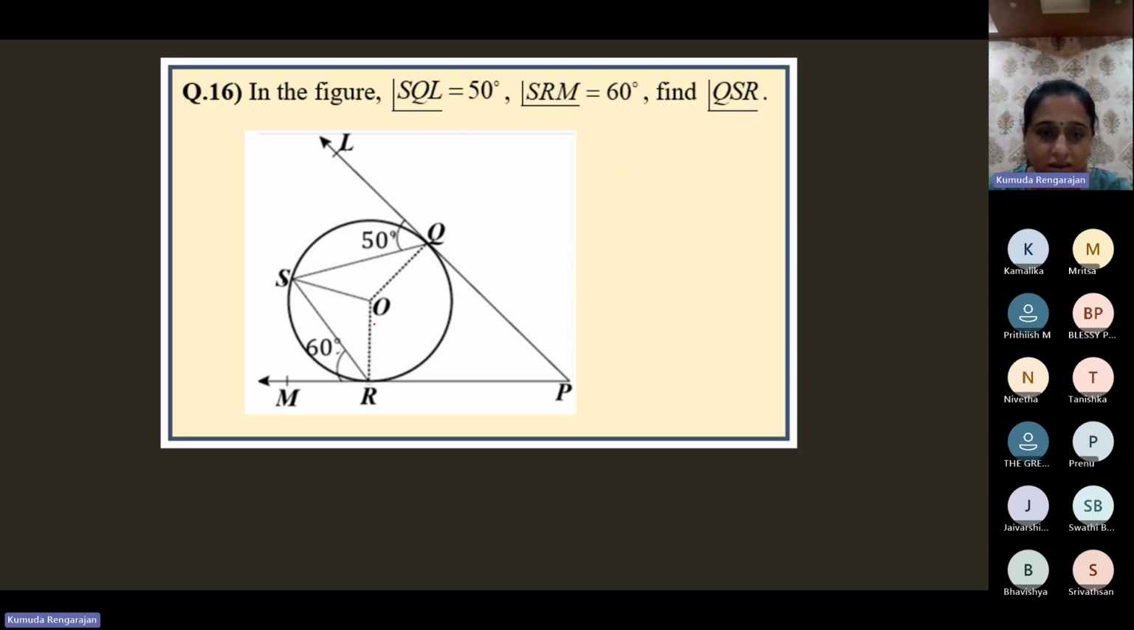Let's see it again. See radius OR and tangent, 90 degrees. This is 60. So this is 30. OSR is an isosceles triangle. So if this is 30, this is 30. Now here again, this is 90 degrees. From the radius till the tangent is 90 degrees. This is 50. So this is 40. Again, isosceles triangle. Radius OQ, radius OS. So this side is equal to this side. So this angle is 40 degrees. This is also 40. So QSR is 30 plus 40, 70.